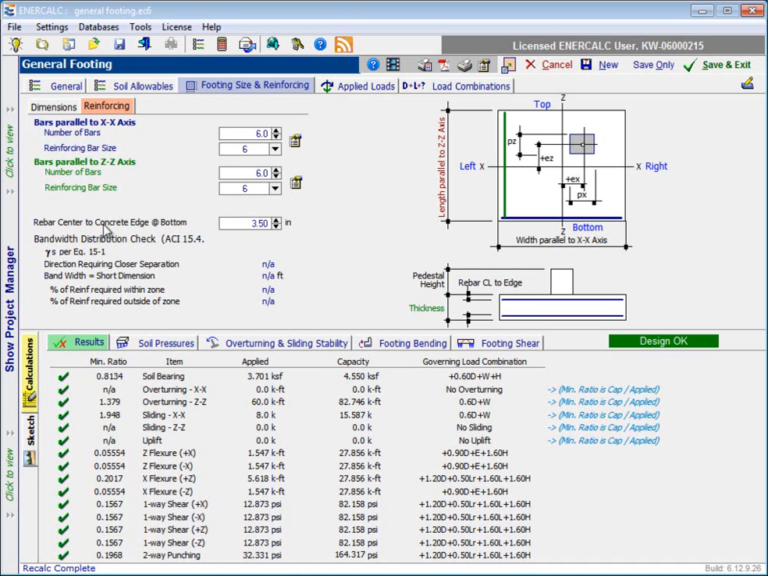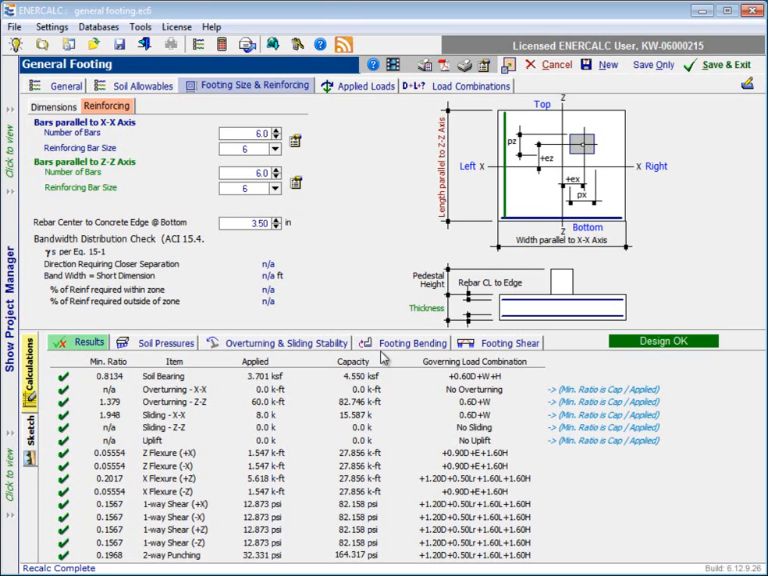And there's one location where we enter a value for the clear cover. It does reference the bottom because most commonly the mats are provided at the bottom, but we can think of this as the rebar center to concrete edge at either the top or the bottom.